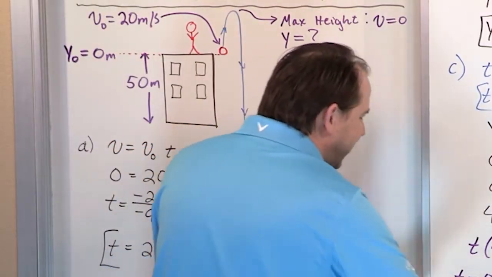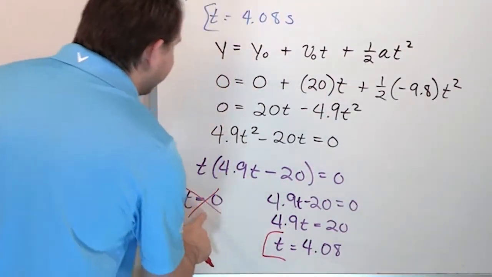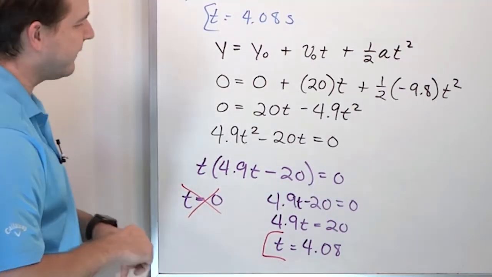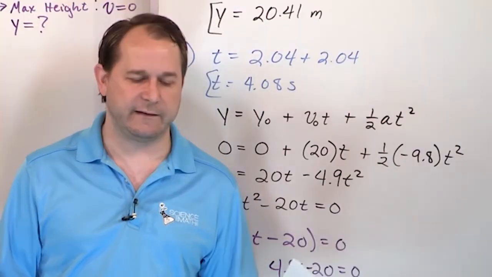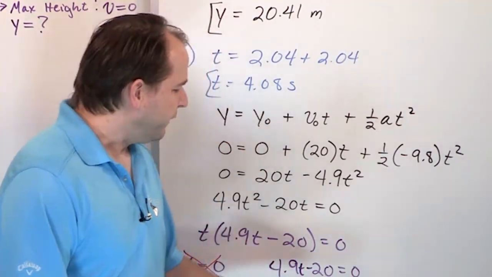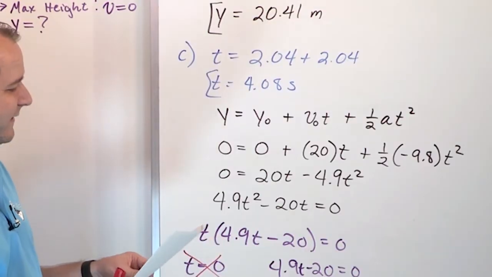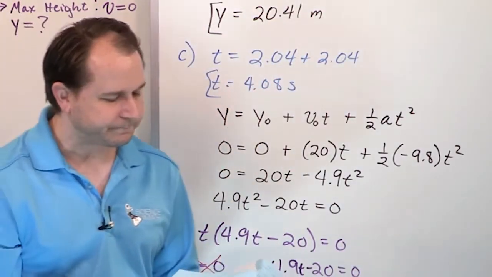So because we don't care about this trivial solution, we just cross that one out, because that's basically saying that at the time that we start everything, the rock is where it starts from. I mean, that's just trivial. It's valid mathematically, but it doesn't help us for our problem. So 4.08 seconds is the answer to that, and it matches with what we talked about before.